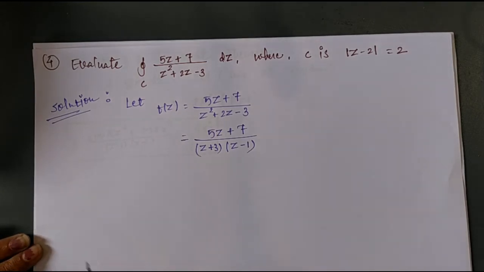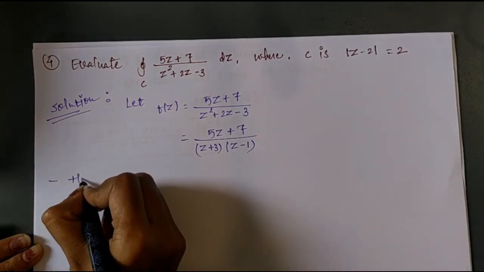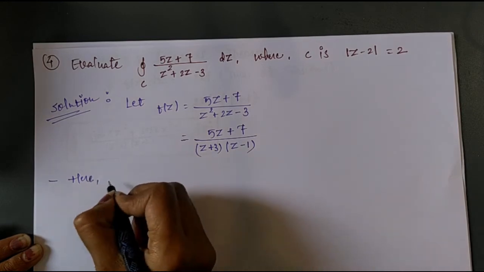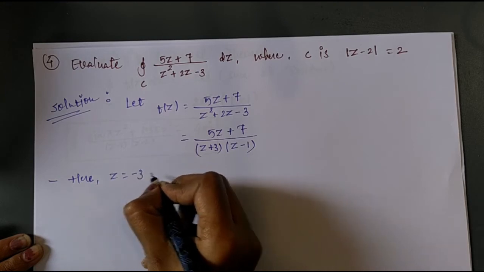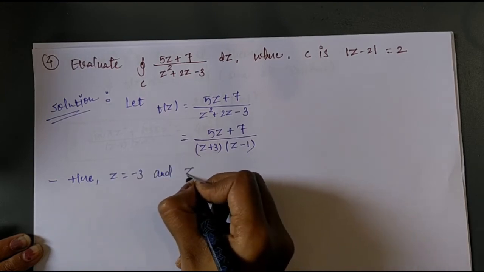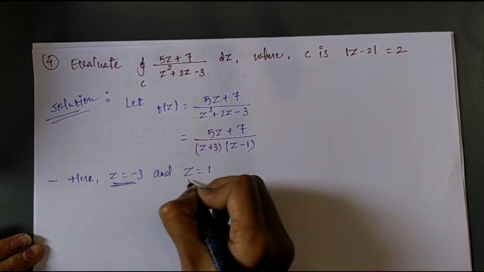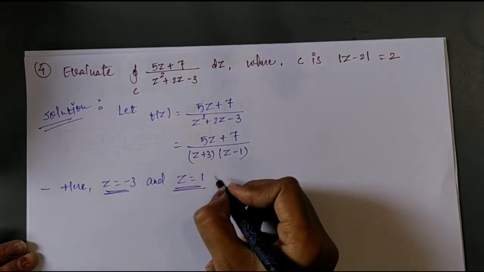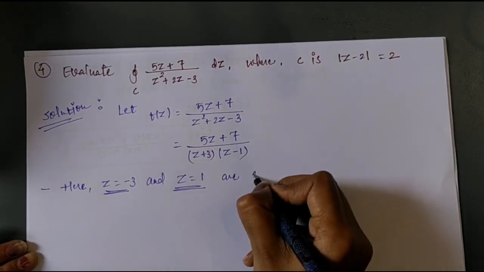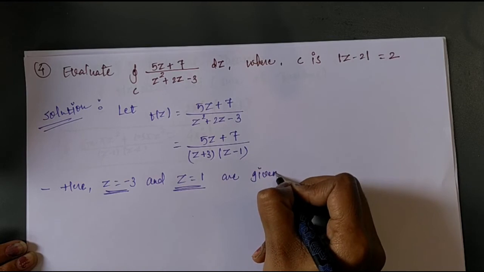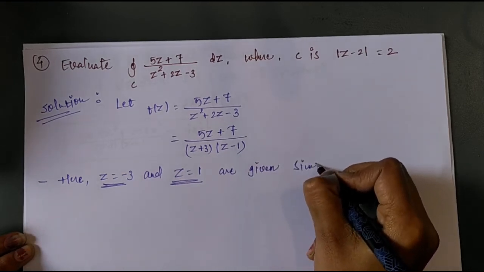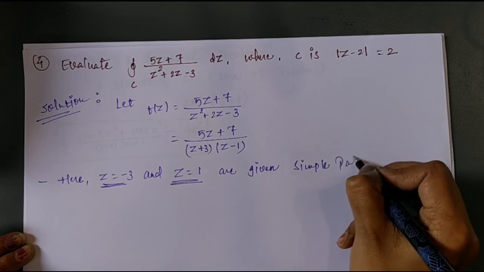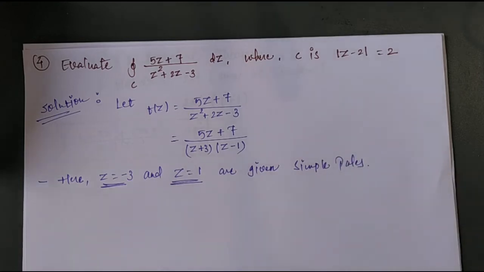So we can write here that the points z equals to minus 3 and z equals to plus 1 are simple poles, right?